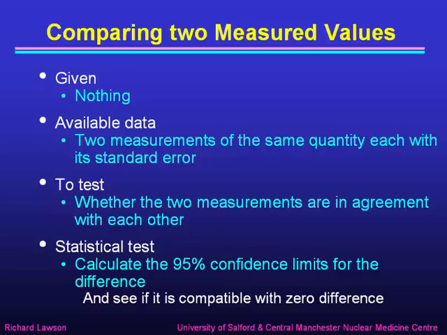Now, another thing that we might like to do is not to compare a measured value with a precisely known one, but to compare two measured values. So we're not given any particular data, but we have two measurements of the same quantity, each with its estimated standard error. And we want to test whether the two measurements are in agreement with each other. Once again, we're going to calculate the 95% confidence limits, but this time the confidence limits for the difference between the two numbers, because if the difference is compatible with 0, then the two measurements must be compatible with each other.